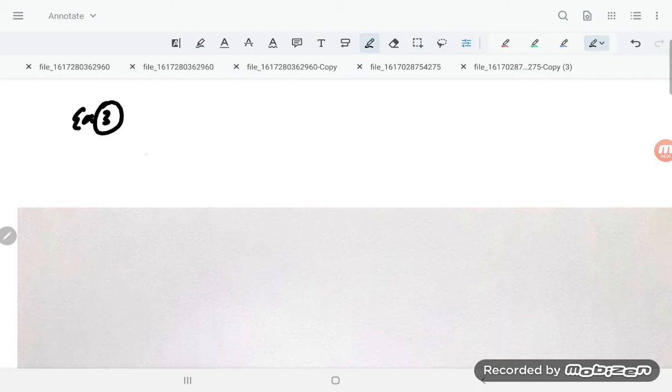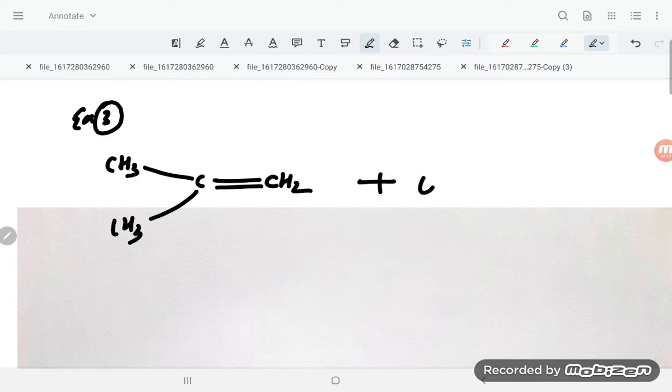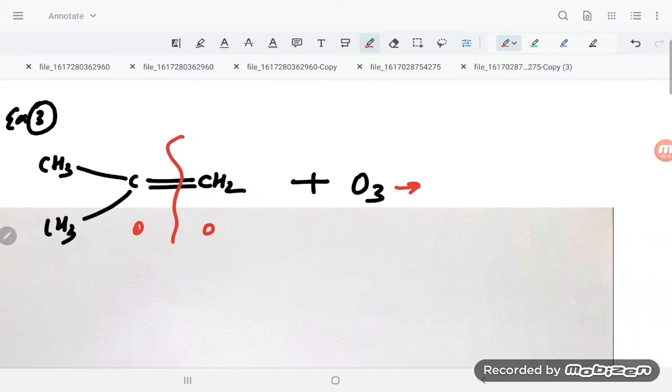Let us try to understand the third example. How can you understand the third example? Let us have a look, students. CH3, here is C=CH2 and here is CH3. You are treating with ozone. So the splitting will be there, one oxygen here, one oxygen here is going to be added. So here you see, students, how the intermediate is being formed.